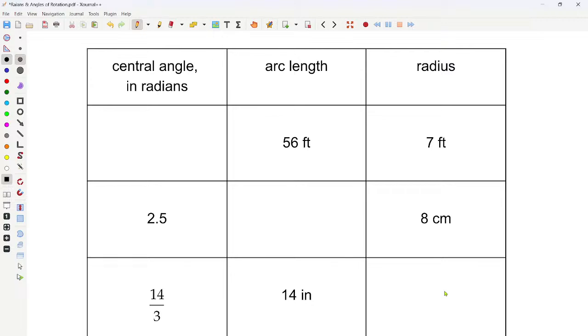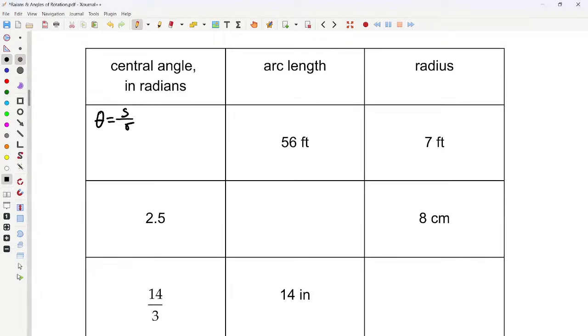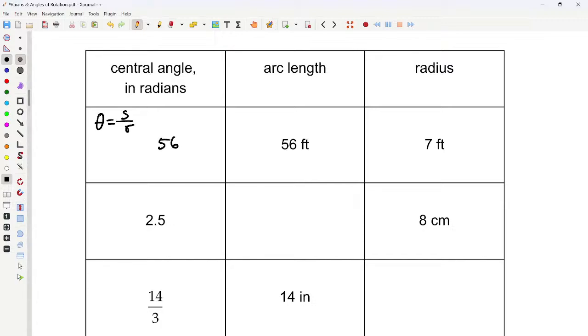What would the central angle in radians be if the arc length was 56 and the radius is 7? You can do this conceptually, or you can do this with the formula. Theta equals S over R. So if we substitute it in, 56 divided by 7, 8. Take your arc length and radius, and that's going to be your measure.